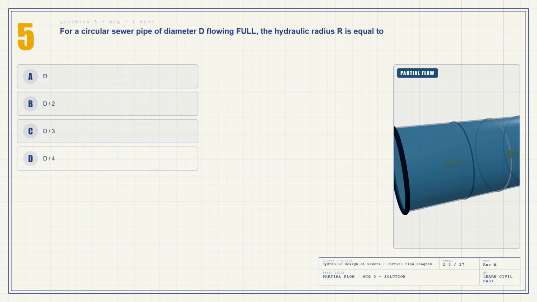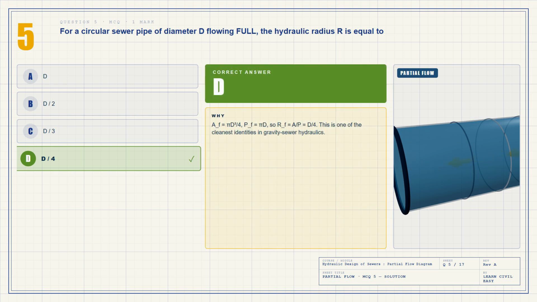Question 5. The correct answer is R equals D over 4. For a full circular pipe, area equals pi D squared over 4 and wetted perimeter equals pi D. Their ratio simplifies elegantly to D over 4. Remember this: hydraulic radius equals a quarter of the diameter for a full circular pipe.